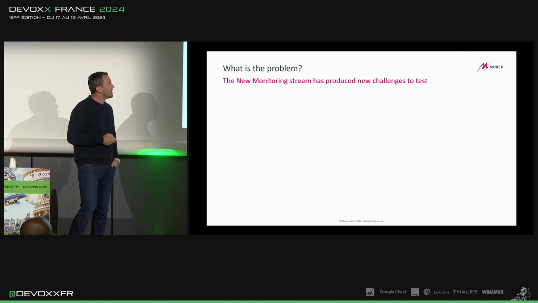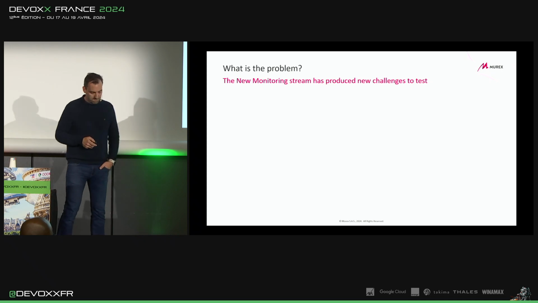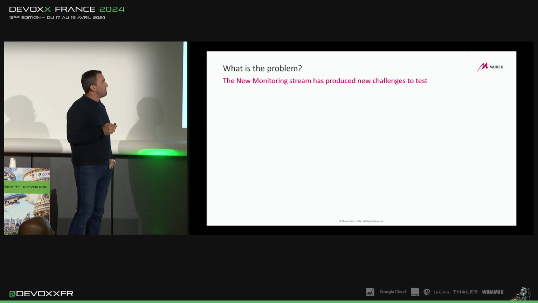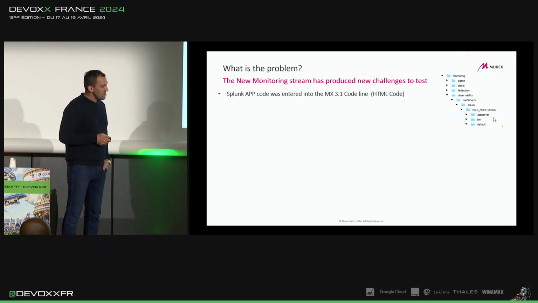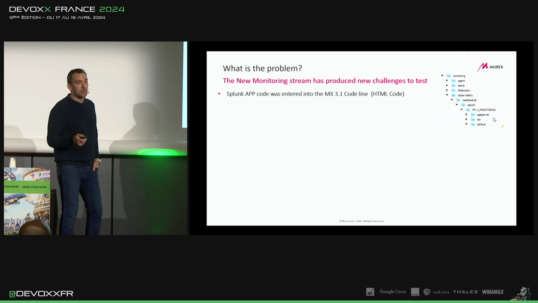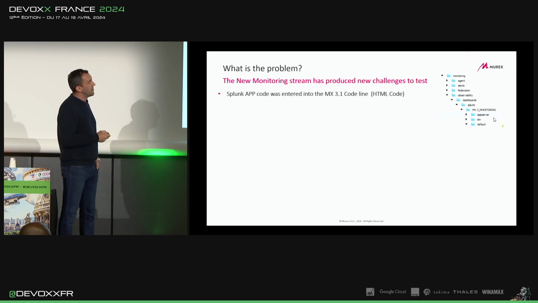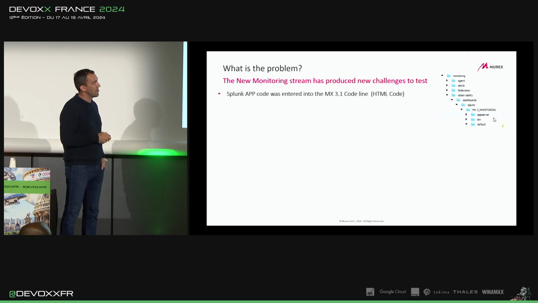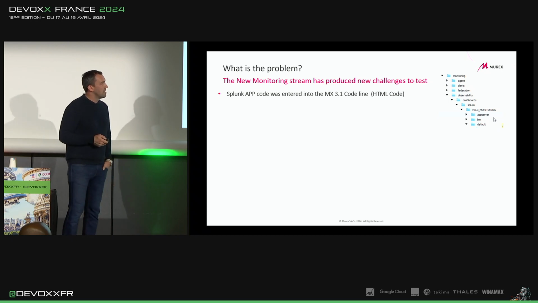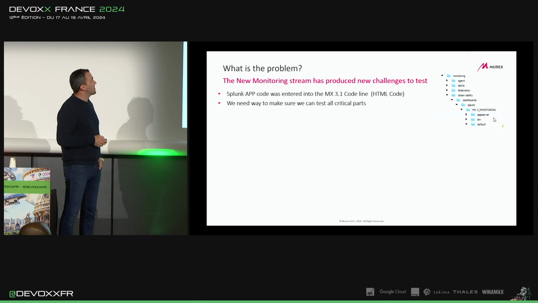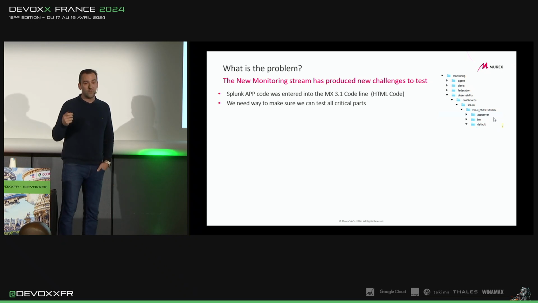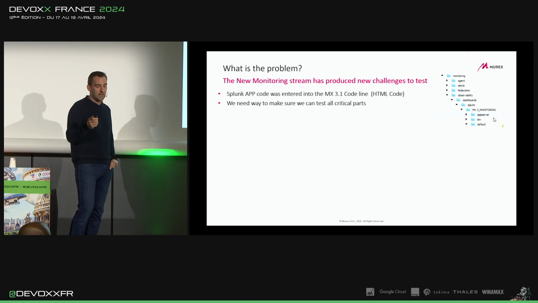So the new monitoring solution produced new challenges to test. We made the decision at Murex that we're going to inject the Splunk app, which is basically HTML, into the Murex code line. So this is it here, underneath the monitoring, observability. And if you're doing that, you then obviously need a way to test. So we needed a way to make sure we can test all critical parts. As I mentioned, there are three critical parts.